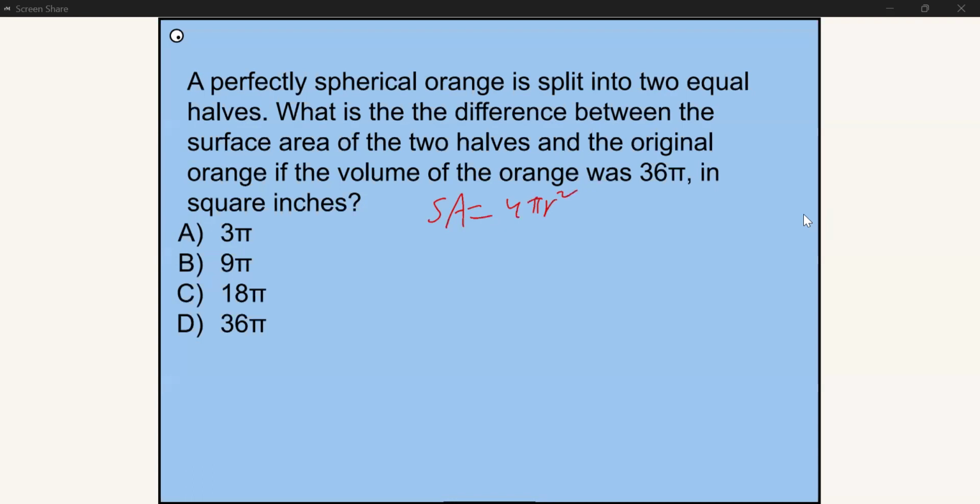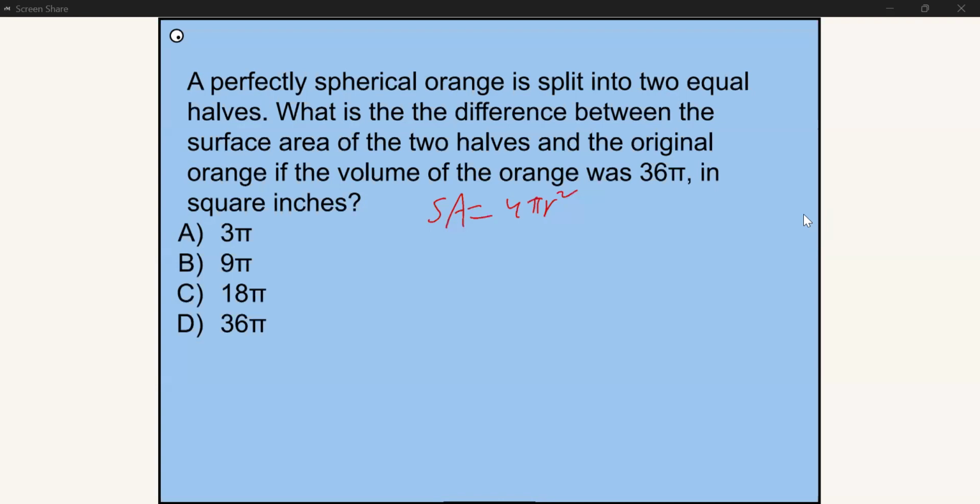The way I would do it is, first, let's read the question. A perfectly spherical orange is split into 2 equal halves. What is the difference between the surface area of the 2 halves and the original orange? The volume of the orange was 36 pi in square inches. Okay. So we're trying to find the difference between the surface area of the split halves versus the surface area of the whole orange when it was just 1.